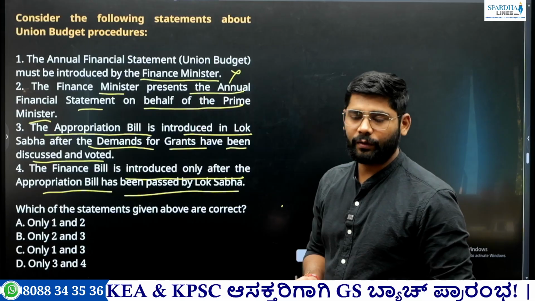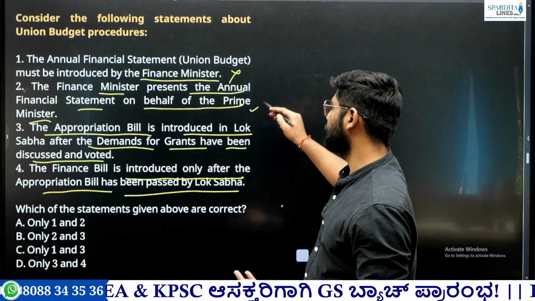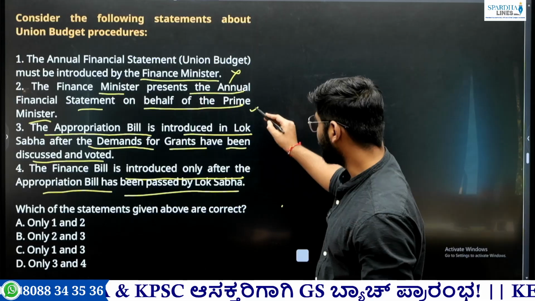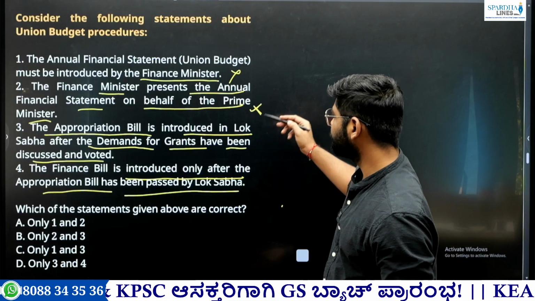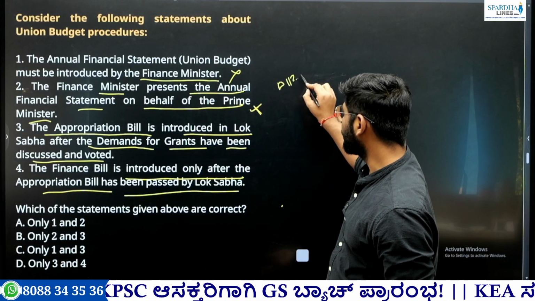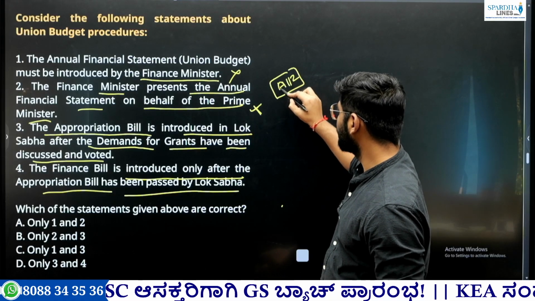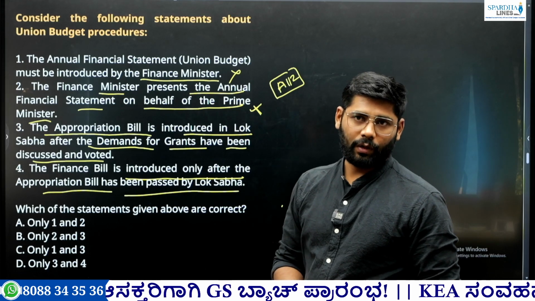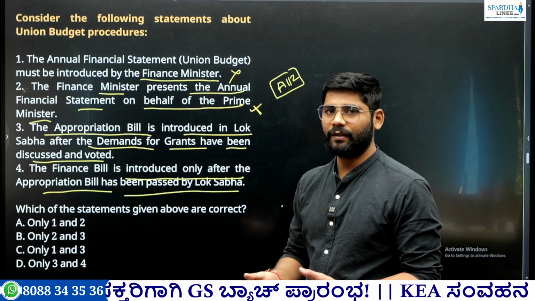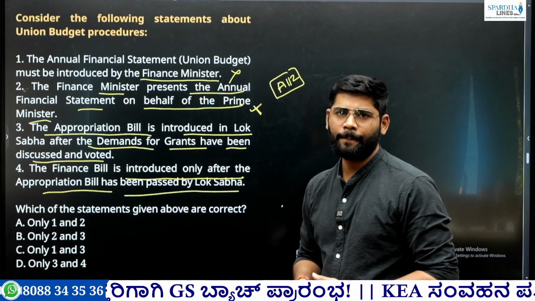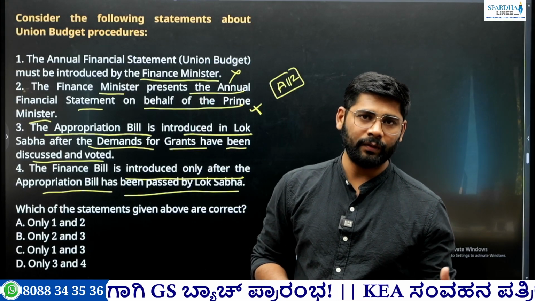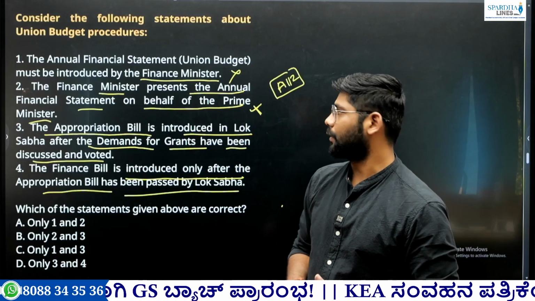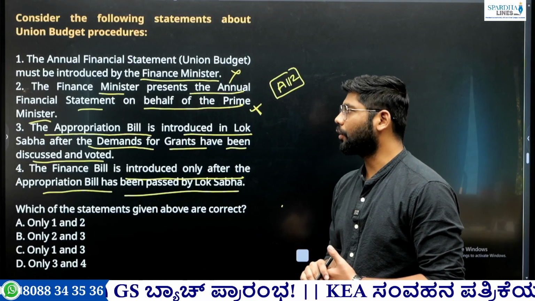Then finance minister presents the annual financial statement on behalf of the prime minister. Now UPSC has said yes, you consider it yes, but I will still consider it wrong, because Article 112 says the President shall cause the annual financial statement laid down by the Council of Ministers. So it is the President who is directing. So whoever introduces the budget, it will be on behalf of the President, not the Prime Minister. So I will consider second statement wrong.